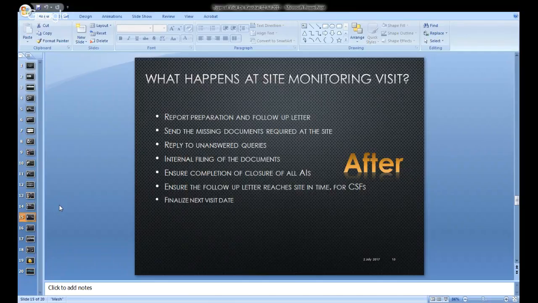Reply to the unanswered queries. Yes, like we talked about during your SIVs, there might be queries coming up which may be out of your qualification or out of your role. Ensure that it has been addressed to the right individual and it is replied in a timely manner. Internal filing of the documents, like when we were talking about the documents to be collected during the visits. So once these documents are collected, ensure that they are filed in your CSF, that is nothing but your internal filing, in a timely manner.